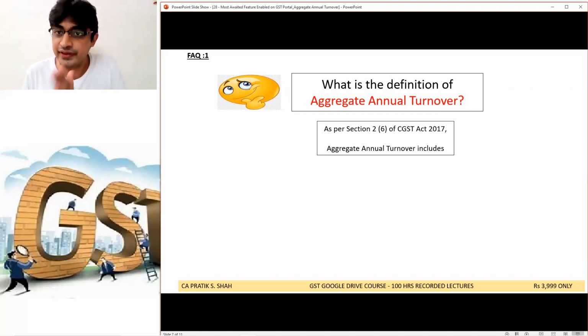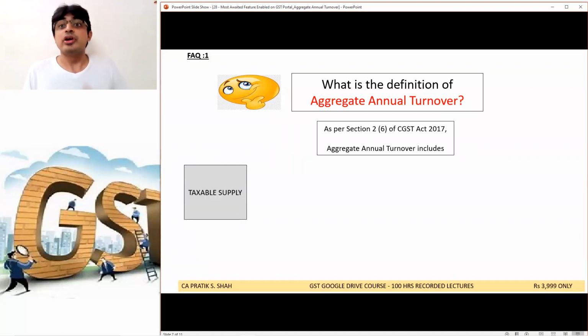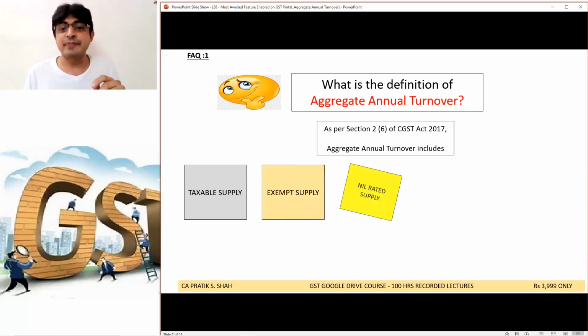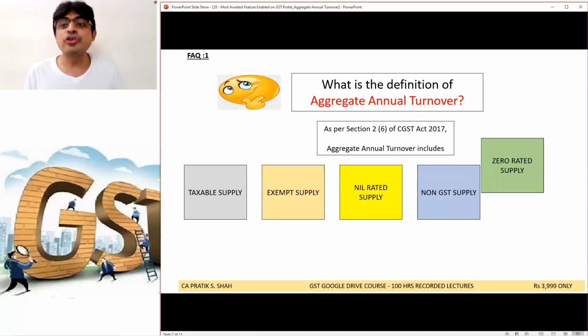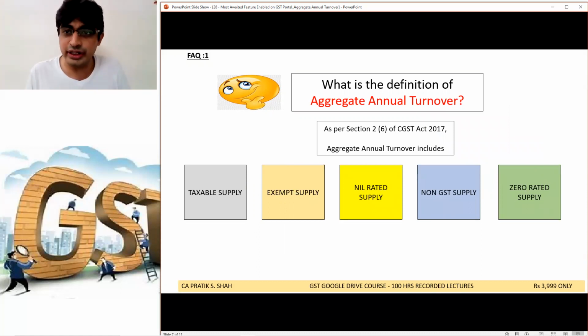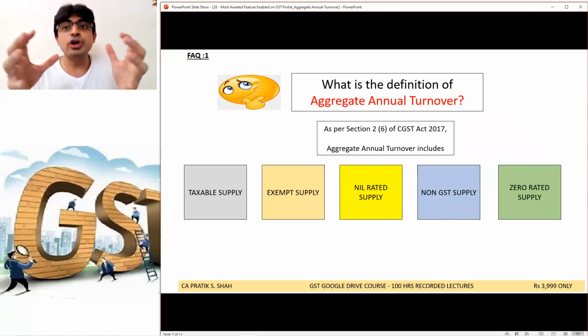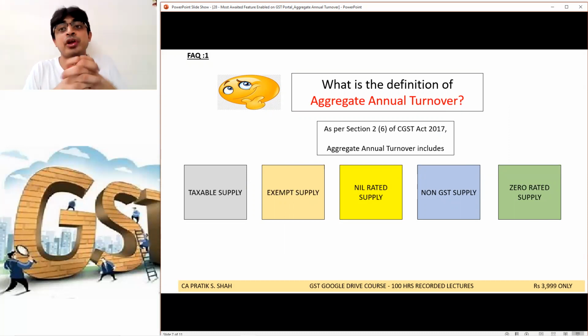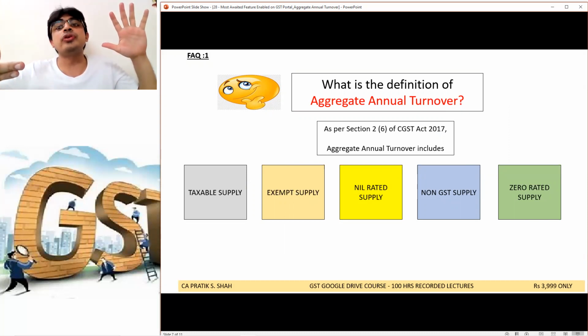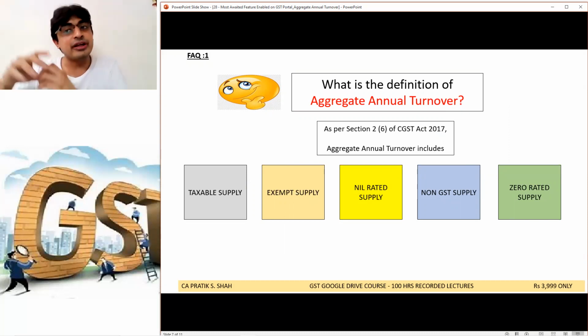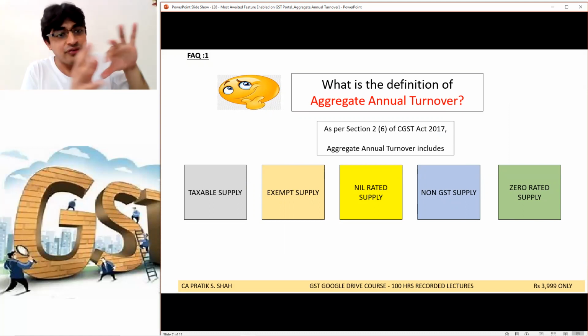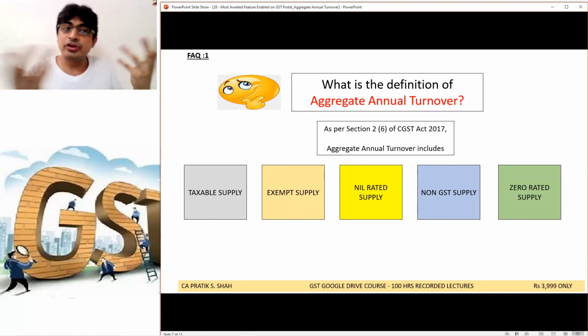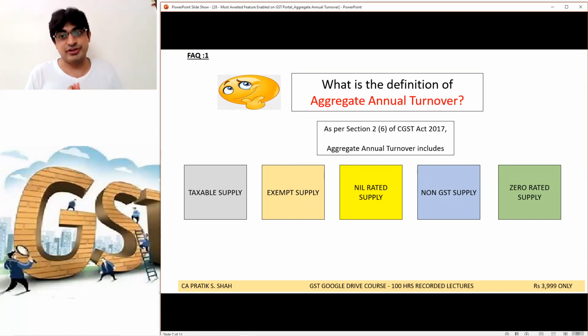Listen, as per section 2 subsection 6, aggregate annual turnover means taxable supply, exempt supply, nil rated supply, non-GST including export, zero rated supply. ये सारा turnover आपको total करके if it is exceeding 5 crores तो आपको जो भी applicable होगा वो monthly returns हैं, and if it is below या up to 5 crore you may take the advantage of quarterly returns.